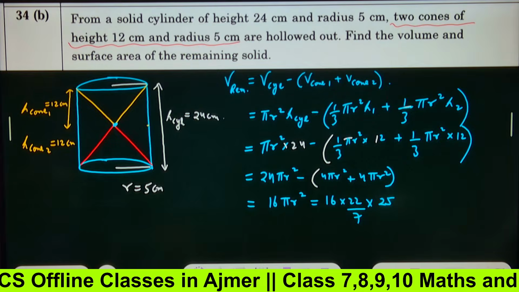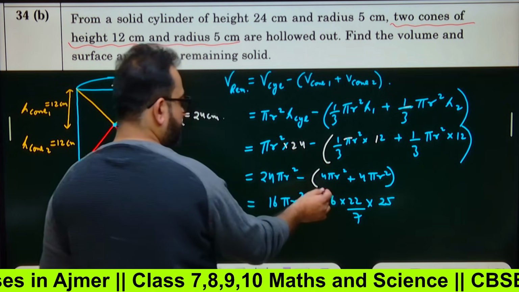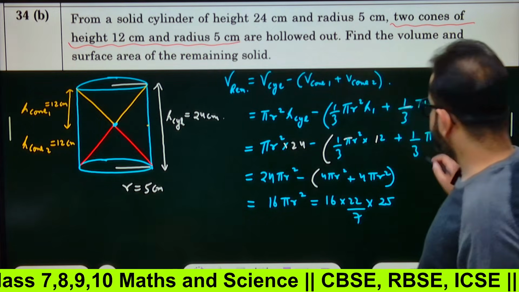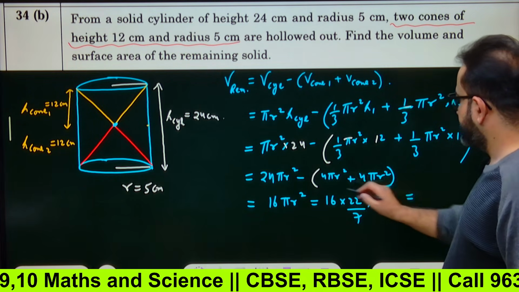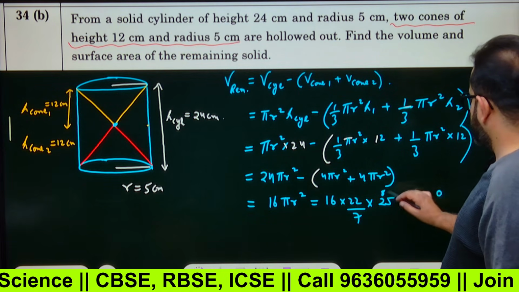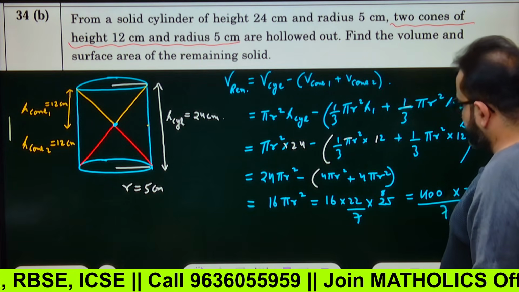Let's calculate. So first you do 25 into 16. 25 into 16, it is 400. Yes or no? Tell me. 25, 16 5s are 80, 32 and 8, 400. 400. Now I won't believe on you. I am calculating myself. Okay.